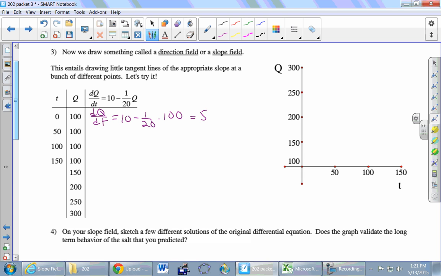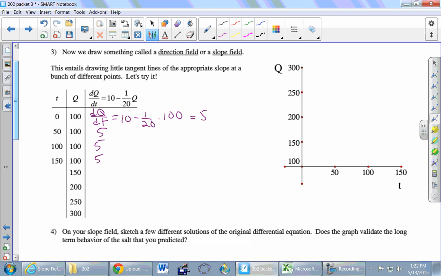We were fortunate that there was no t, but it could very easily have had t's and q's, right? Normally there would be both letters there. So in this case it's 5, and in this case it's 5, and in this case it's 5. So if q is 100, it doesn't matter what t is. The derivative is equal to 5.